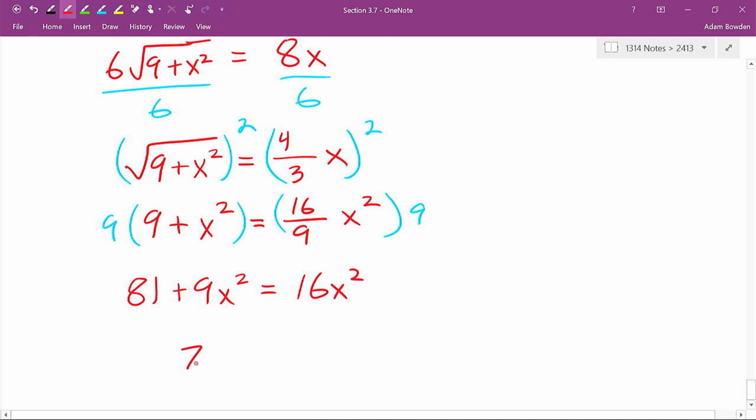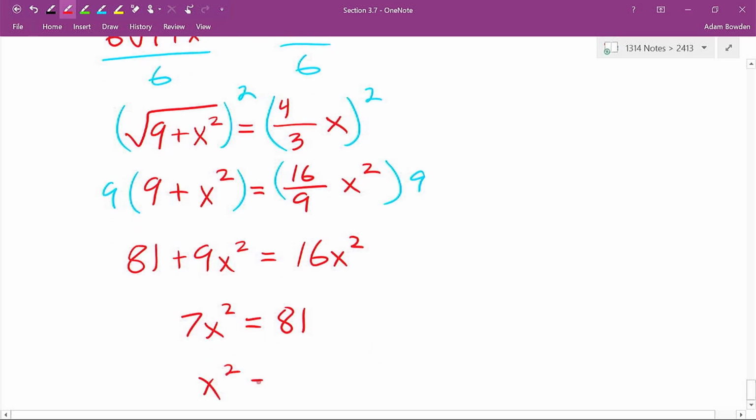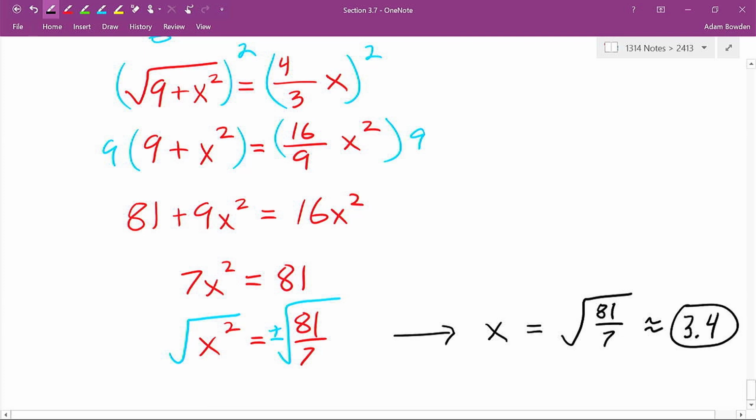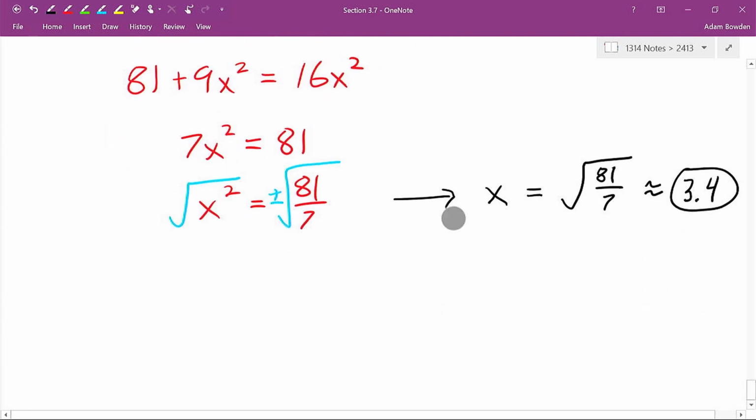As a result, we can say that 7x squared is equal to 81, or just x squared is equal to 81 over 7. And so we can take the square root. Technically, in general, it'd be plus or minus. But in this case, since we're only dealing with measurements of distance, only the positive value would make sense. So it follows that x is equal to the positive square root of 81 over 7, which is going to be approximately 3.4 when rounded off to the nearest tenth.